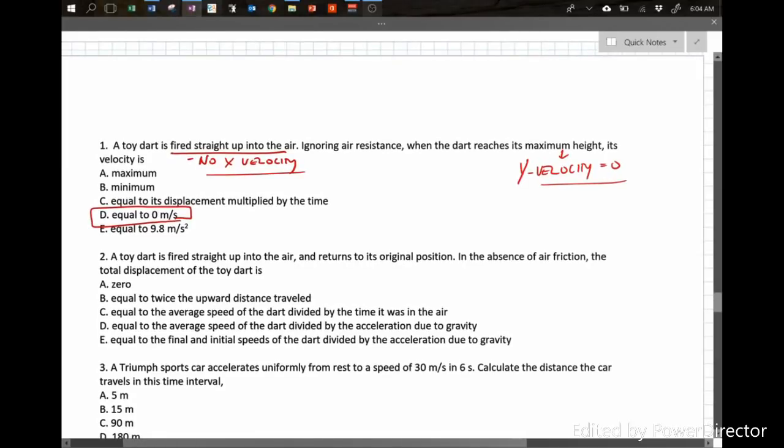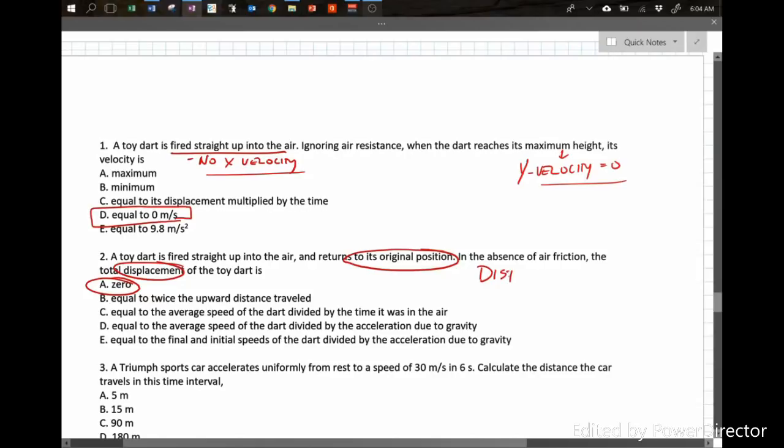Question 2, a toy dart is fired into the air and it returns to its original position. You really don't need to read anything else. If you see the words returns to original position and displacement, the answer is always 0. The displacement for a round trip is 0.